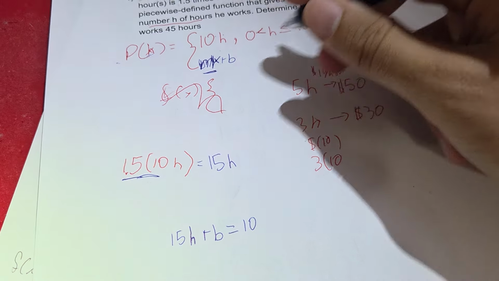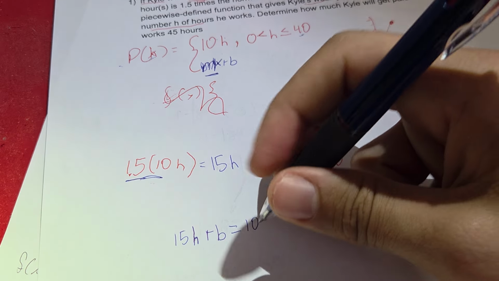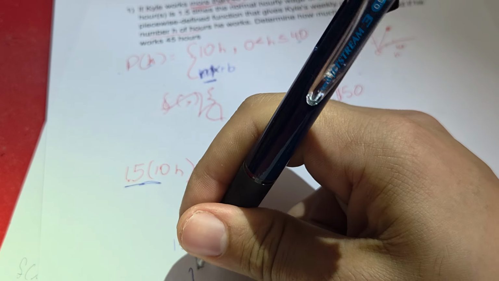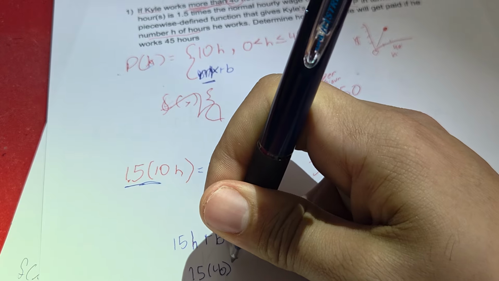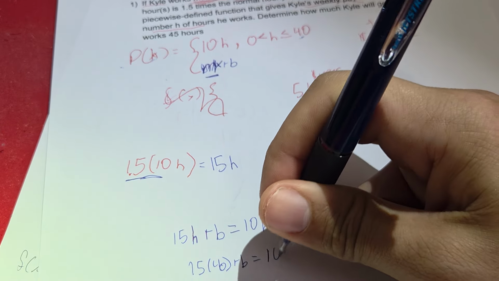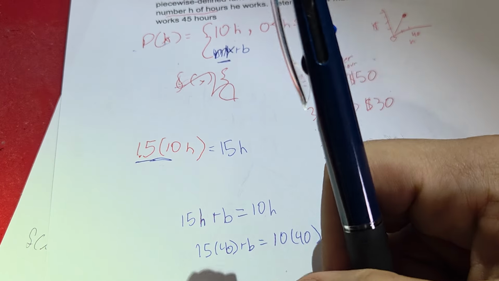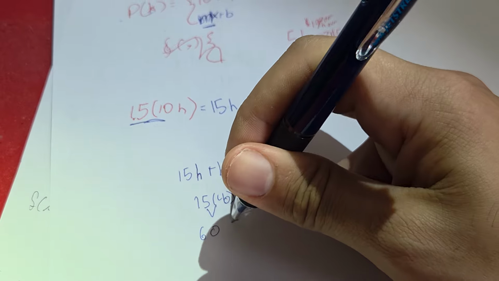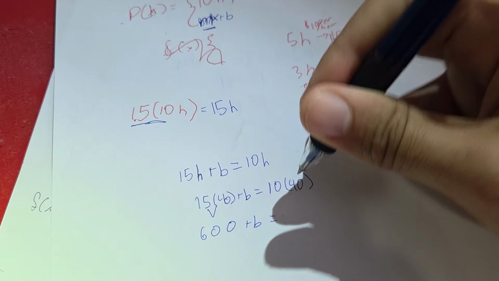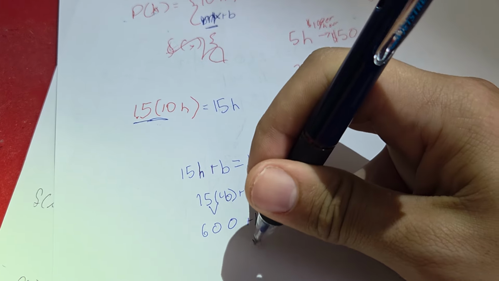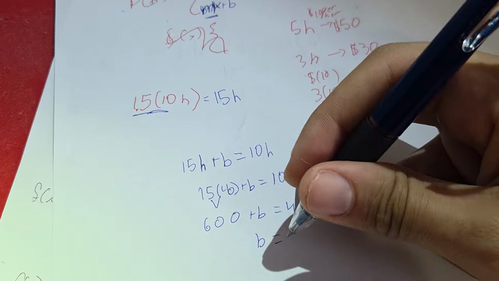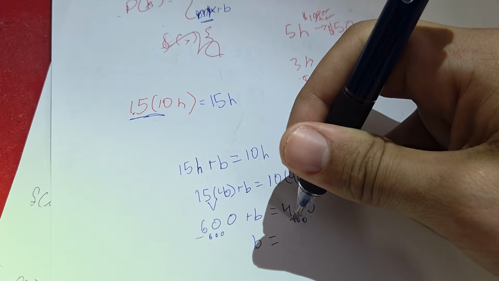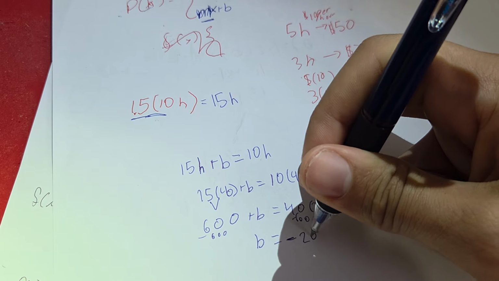We set this equal to at 40, right? So we put h is equal to 40 because that's where this change happens. This change happens right at the 40 mark. So we do 15 times 40 plus b is equal to 10 times 40. 15 times 40 is 600 plus b. 10 times 40 is 400. b is equal to, subtract the 600 from both sides, minus 600, minus 600. b is equal to negative 200.